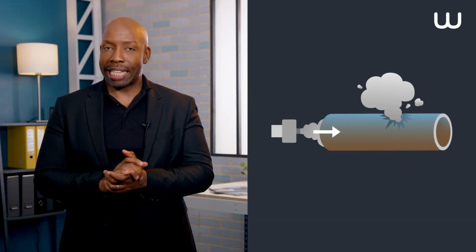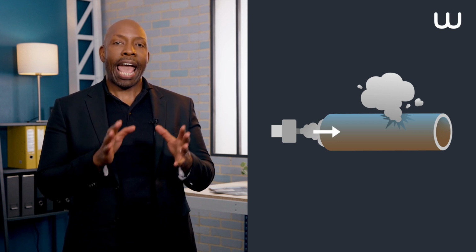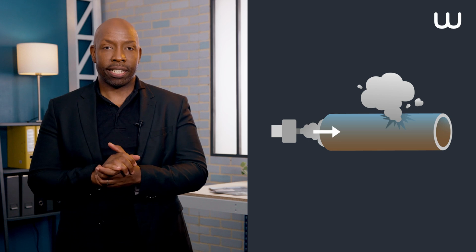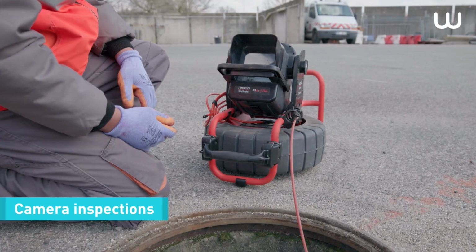Now, for sanitation networks, we generally conduct smoke tests. This enables us to see where water penetrates and therefore detect cracks and breakages as well as damaged connections. And camera inspections are also possible, but only for the most critical assets, as they are costly.